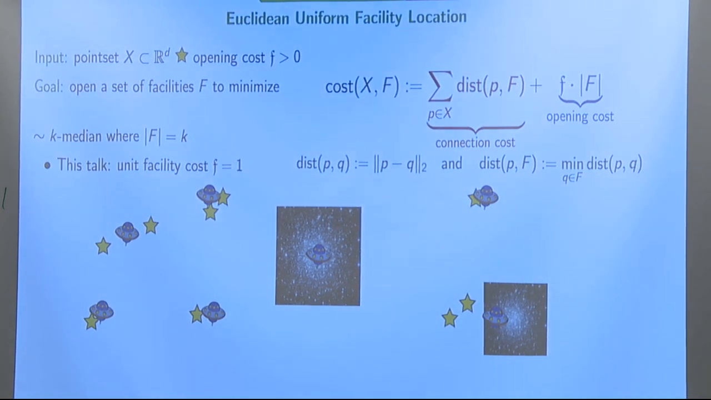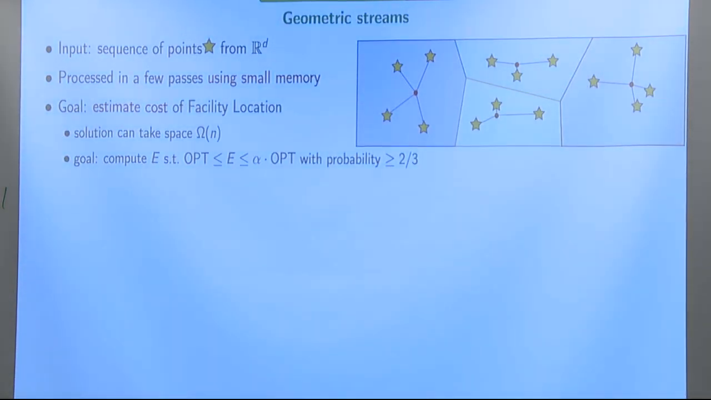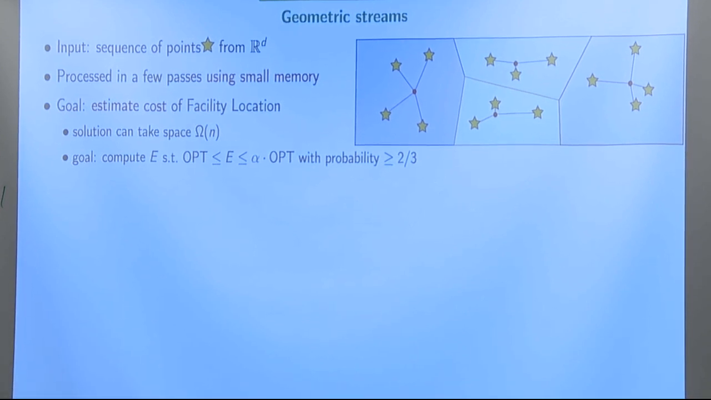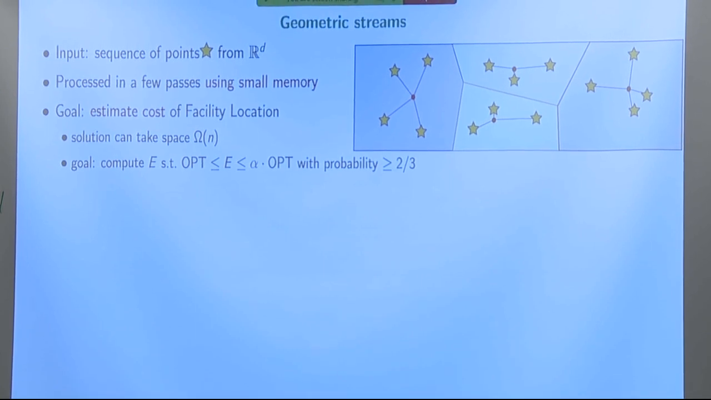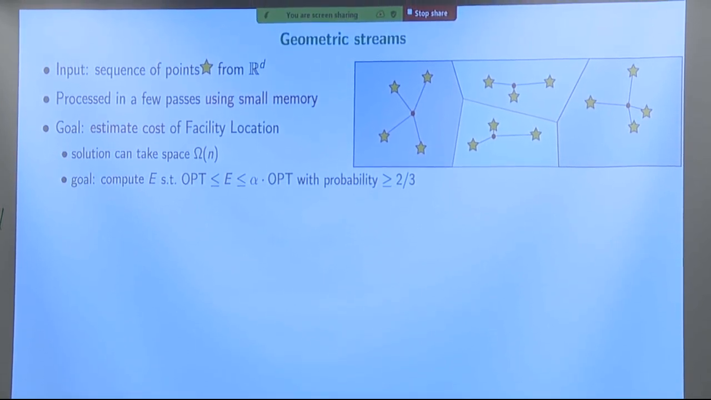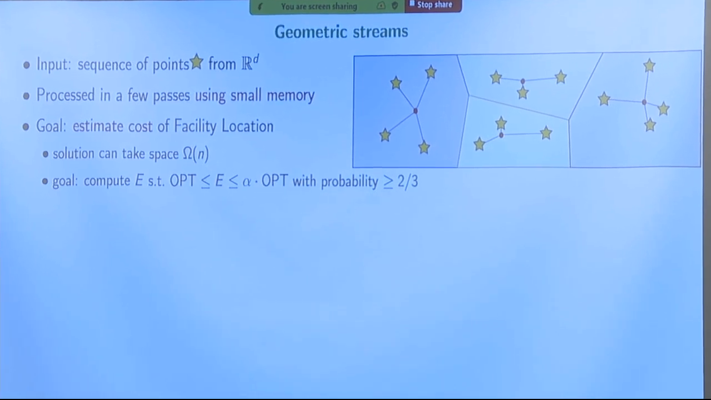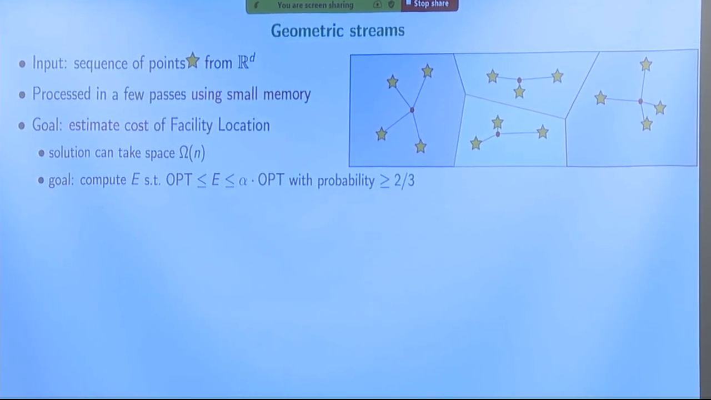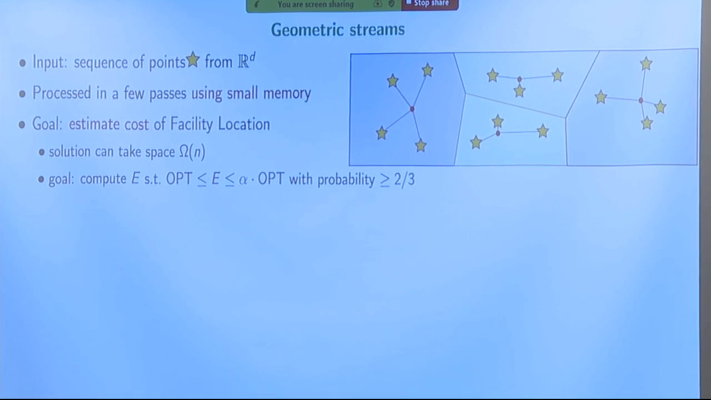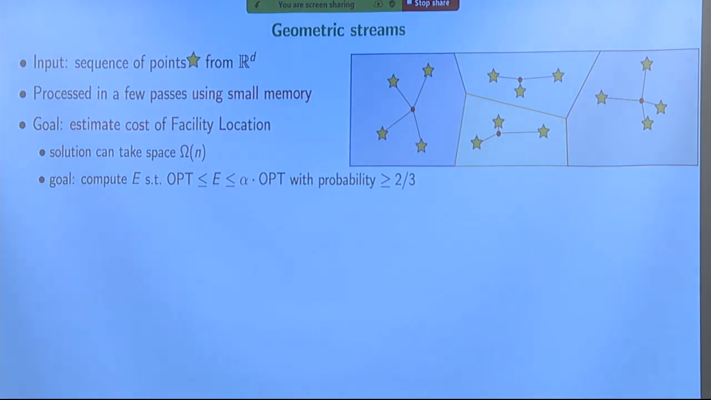We would like to solve this problem in the streaming setting, so let me define it. Now the input is given as a sequence of points from this high-dimensional space, and we can scan through this sequence just a few times, ideally just one time, and we cannot remember everything. We have limited memory, like logarithmic or polylogarithmic, and we would still like to say something about this problem.